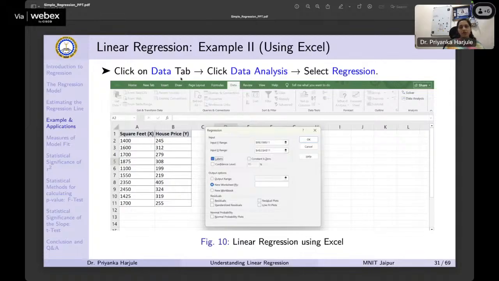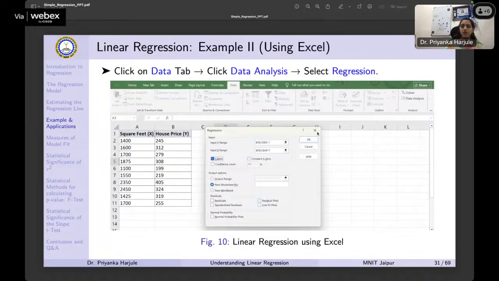In the data tab, you can click the data analysis button and then select regression, and then you can give your range value. So in this case, you have the square feet, the y range is b2 to b11. You will select it, and for the x range, that is the square feet, it is a2 to a11. So you should be very, very clear on which is your dependent variable and which is your independent variable. Okay, so in this case, we want to predict the house price. So naturally, our dependent variable is the house price, that is y.